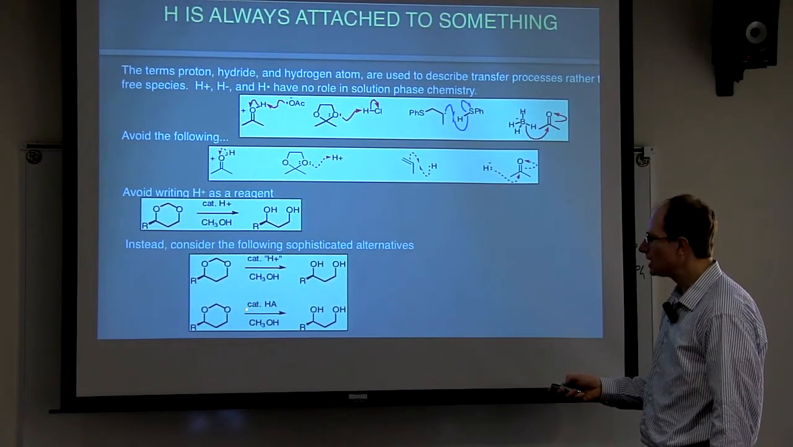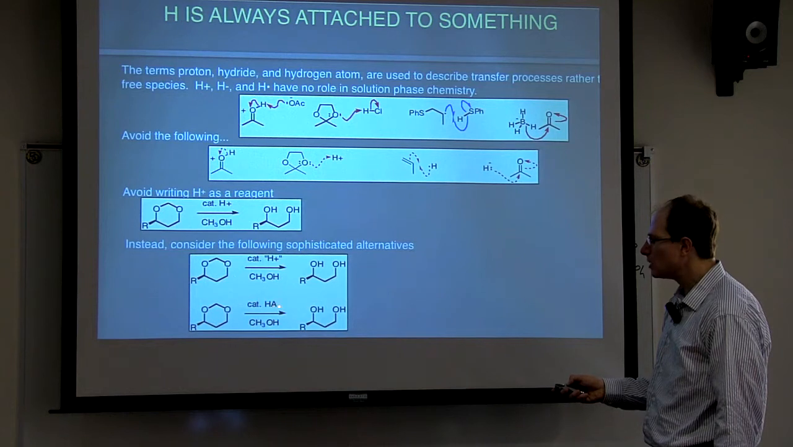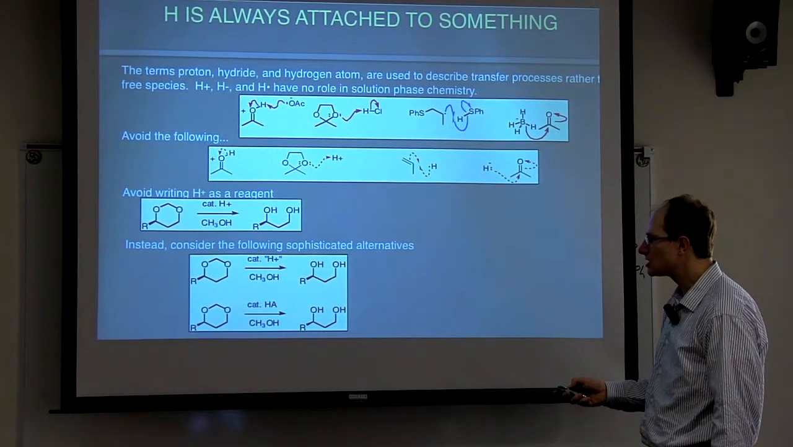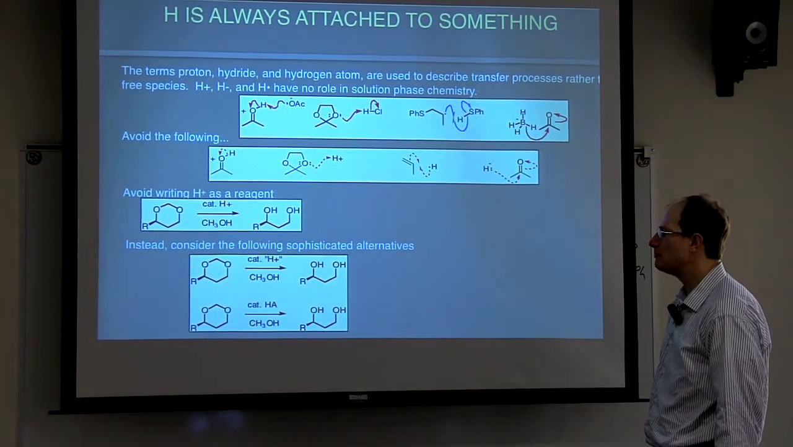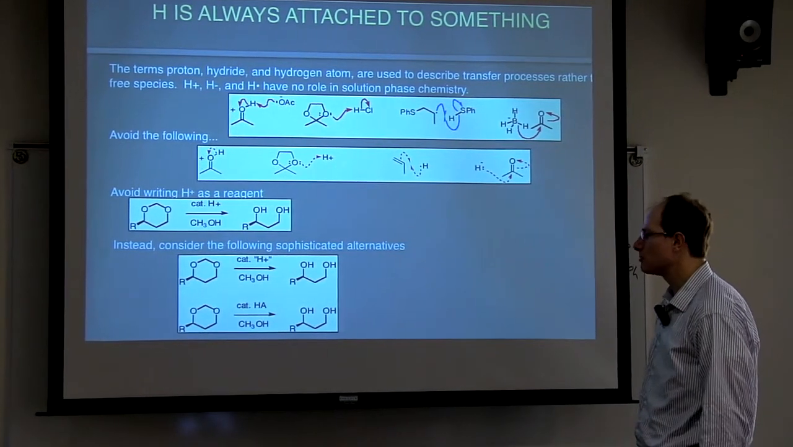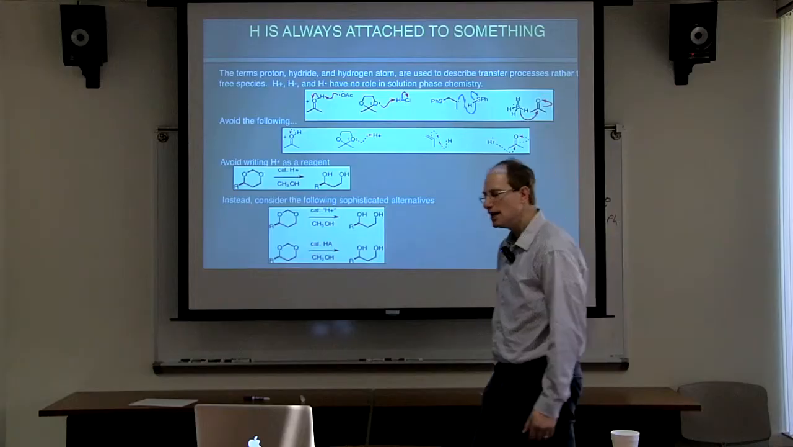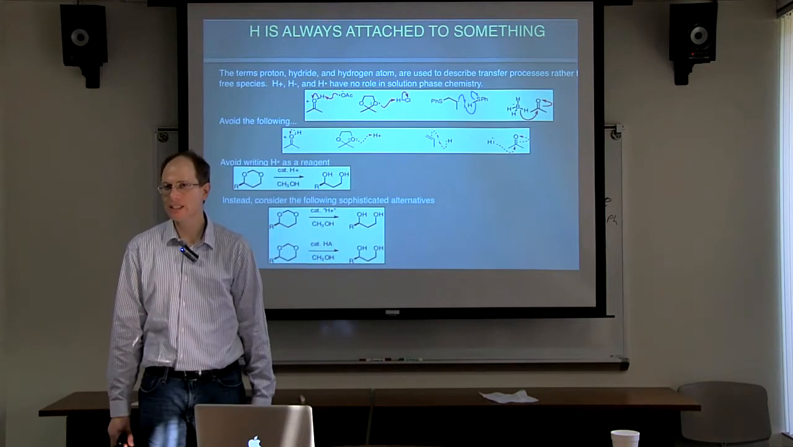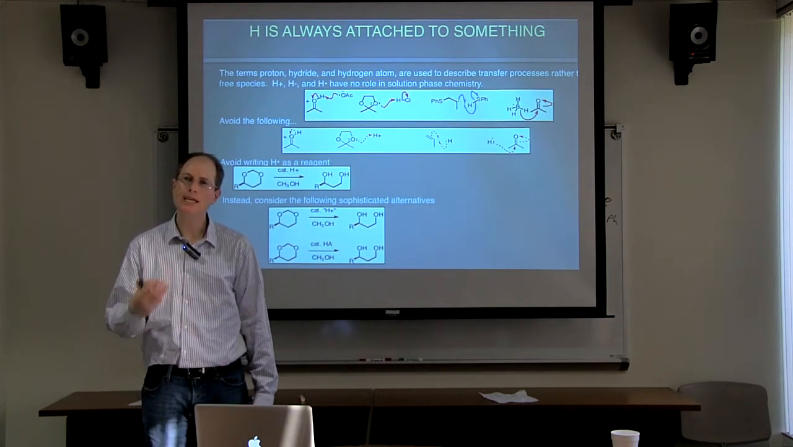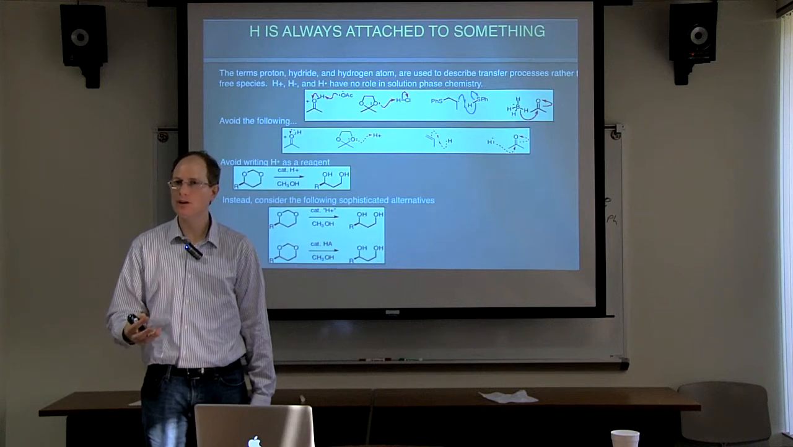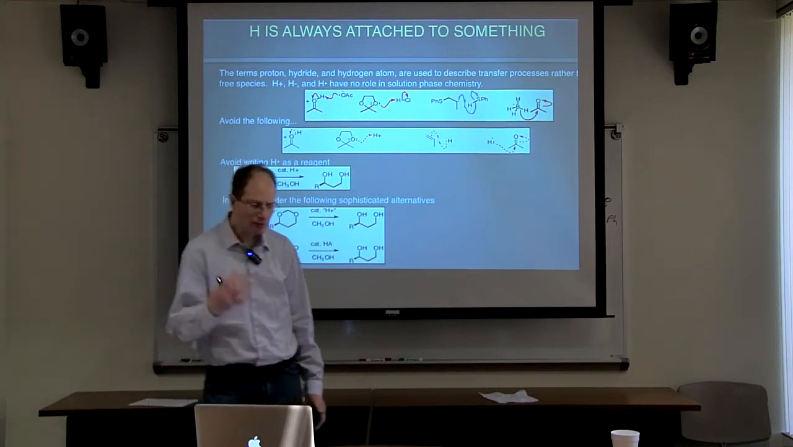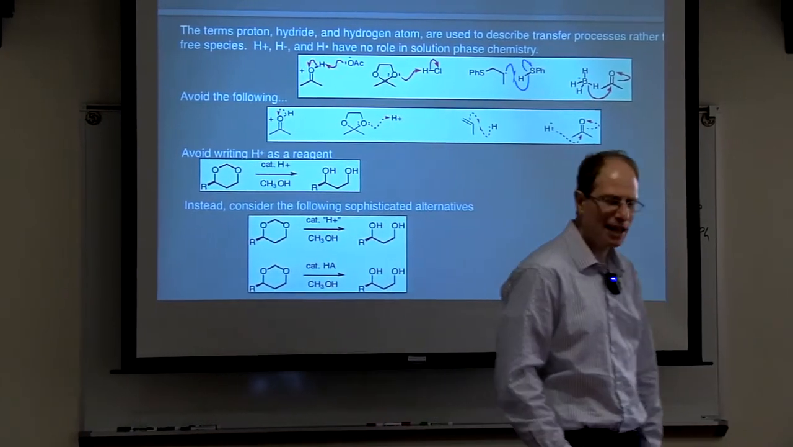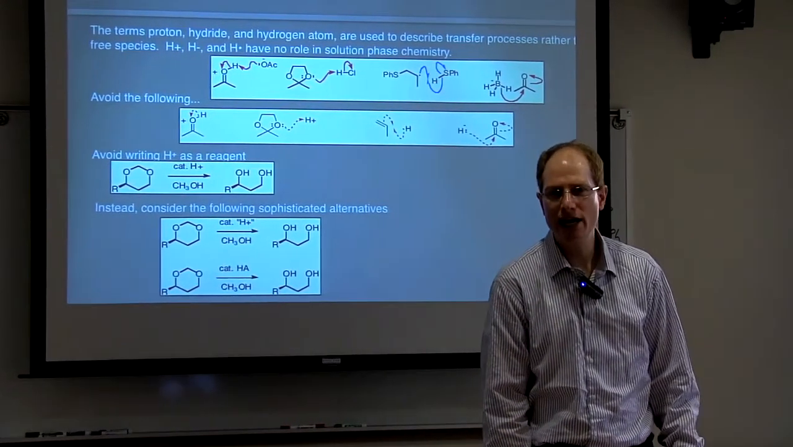Or you can even write catalytic HA, where in this case it's HA that's attached to the conjugate base that's going to be delivering the proton. Any one of those is fine. It is important for you, however, to follow these conventions because they communicate to me that you know what molecular orbitals are being overlapped, and it tells me whether or not you understand the chemistry that's involved with these reactions.